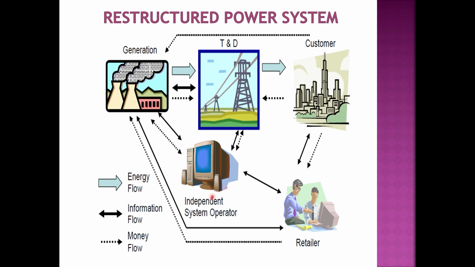This independent system operator plays a major role here, who will be taking care of the energy flow, and here the monopoly structure won't be there. The independent system operator will be responsible for the smooth operation of this restructured power system. This is called an open access system. This will help in open access, and we can also have direct bilateral contracts between the consumer and the generation directly. All this is possible using this restructured power system.